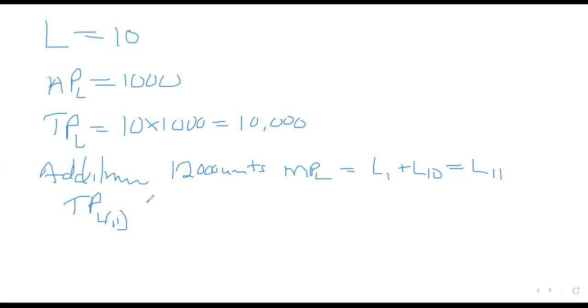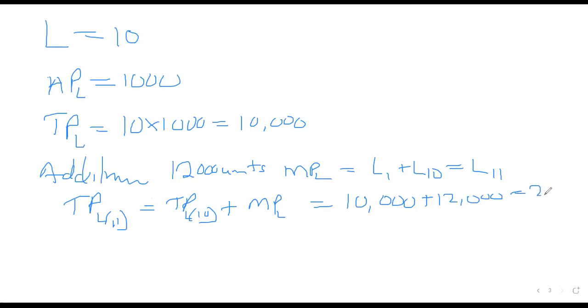Then we have our total product of labor for the 11. We just combine what we had for the 10 laborers plus what we have for the additional. Additional means what? Marginal product. So we had initially 10,000. Then we add what this person alone is bringing, 12,000. So our total product of labor now is 22,000.